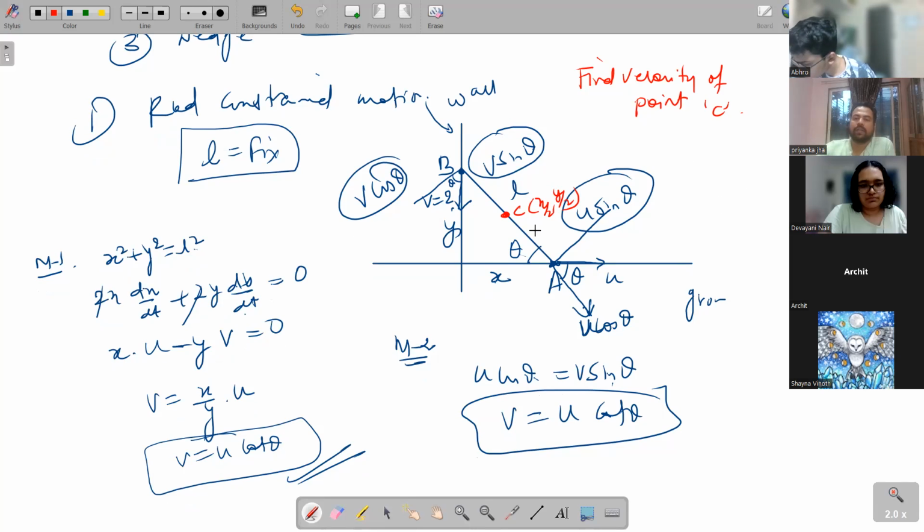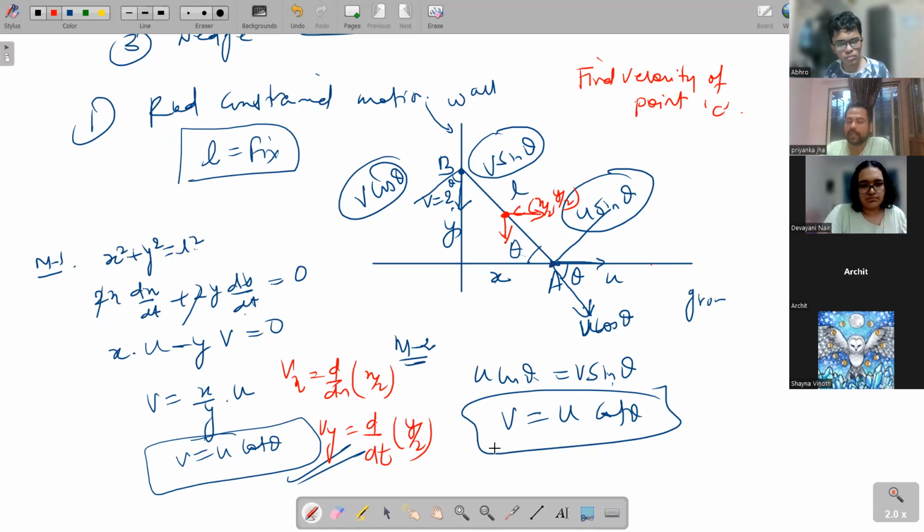Partially correct है। देखो, C will have two velocities because now this rod will slide. So if this rod will slide, this end will go this way and this will fall. So C will have velocity along the x-axis as well as along the y-axis, right? So velocity of C along the x-axis would be d/dt of its position along x, and the velocity along y will be d/dt of its position along the y-axis.